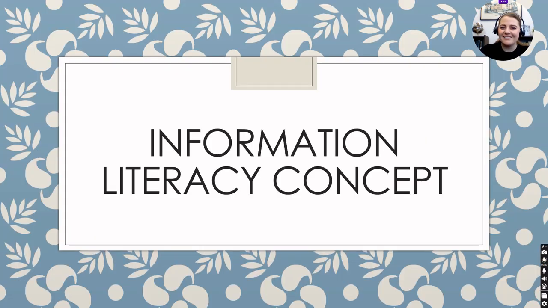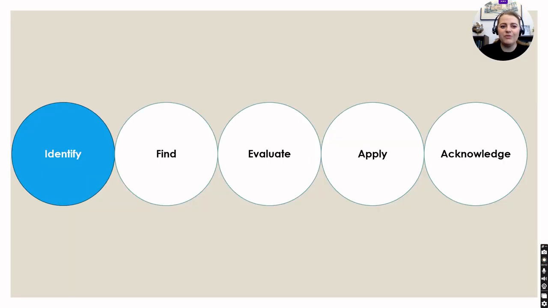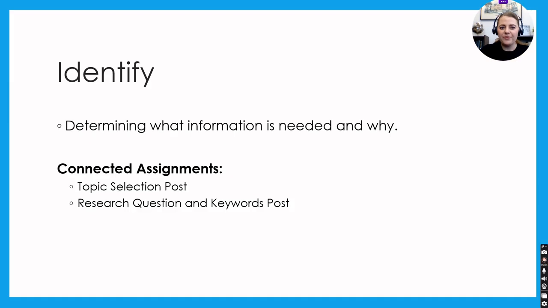So let's get into the content. So our information literacy concept for this week, as I mentioned before, is identify. So the step of identifying is to determine what information is needed and why. So last week we did our topic selection post, and now this week we're going to create a research question as well as develop our list of keywords.